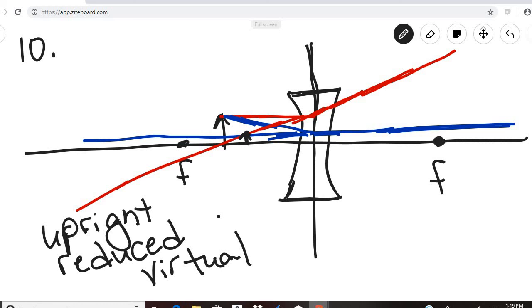Okay, so that's it for the practice problems for Module 12 on geometric optics.